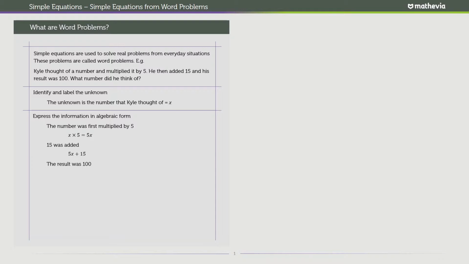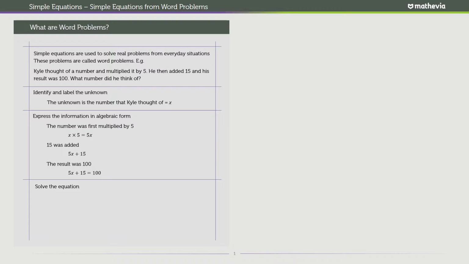And then finally, we have that the result of all of this was 100. So 5x plus 15 equals 100. And look at it, we have a simple equation. And using this simple equation, we can actually solve for the unknown. We can find out exactly what number Kyle thought of, i.e. solve for x.